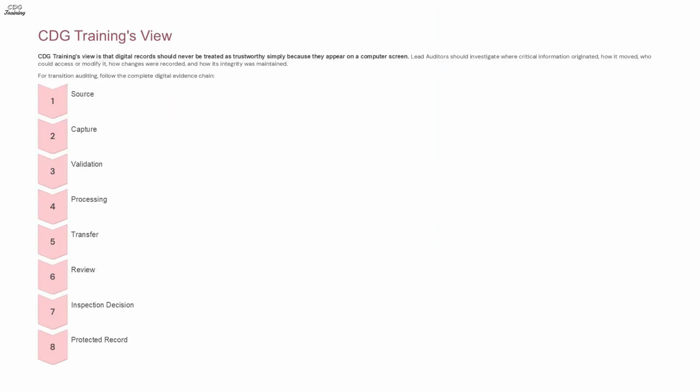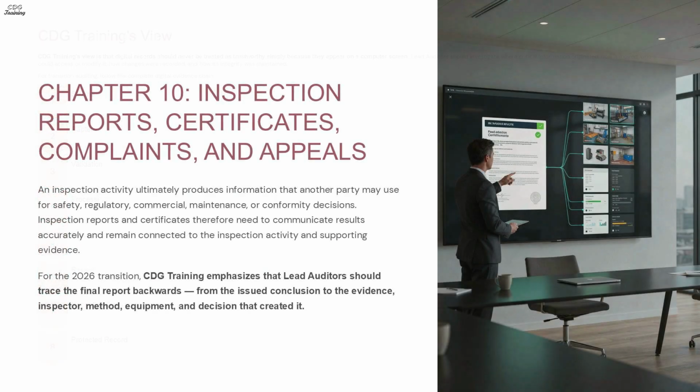CDG training emphasizes that digital records require the same scrutiny as physical ones. Lead auditors should ensure data integrity from source to protected record. Inspection activities generate crucial information for safety, regulatory, and conformity decisions. Reports and certificates must be accurate and traceable to their sources.